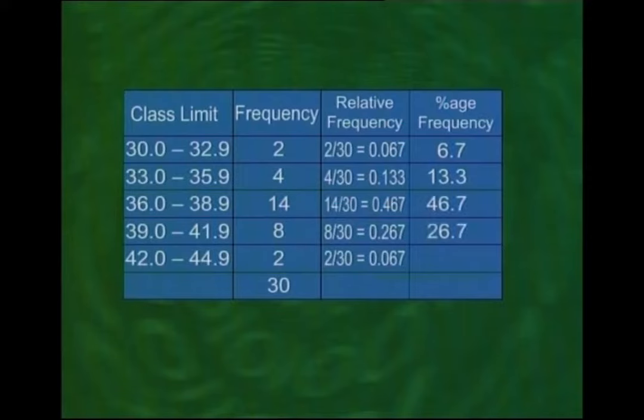6.7% of the values belong to the first class, 13.3% belong to the second class, 46.7% belong to the third class, and so on and so forth. Of course, when you add up all these percentages, you get a total of 100.